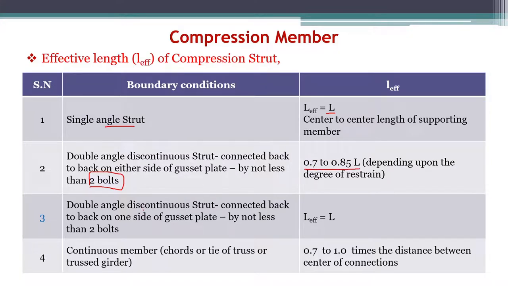Again, for a double angle discontinuous strut connected back to back on one side of the gusset plate, but not less than 2 bolts in the connection, the effective length is equal to total length. Then a continuous member, whether it is a chord or a rafter, any continuous member has an effective length of 0.7 to 1 times the total length. Total length is from center to center of supports.